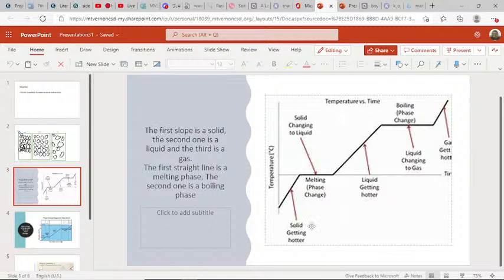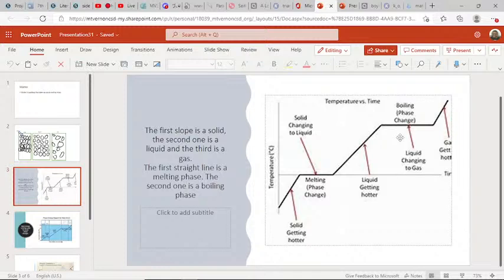The first slope that you'll see here would be a solid. The second one that you'll see right here is a liquid. The third one you'll see is a gas. The first straight line would be the melting phase, which is where a solid is changed into a liquid. And a boiling phase is when a liquid is changed into a gas.